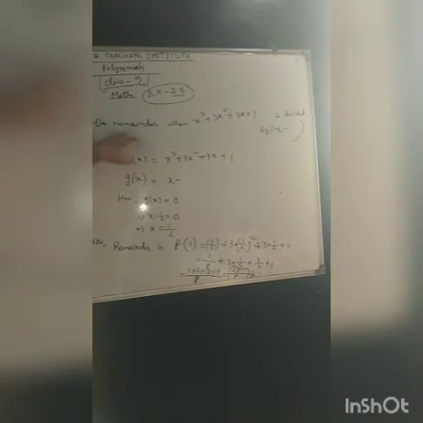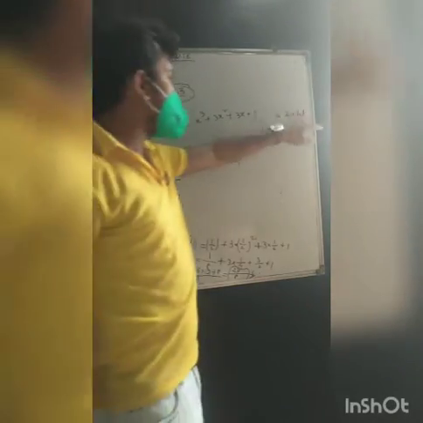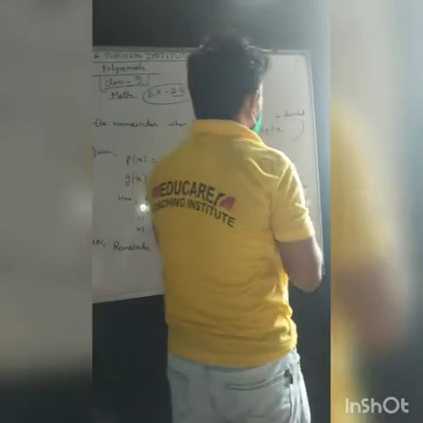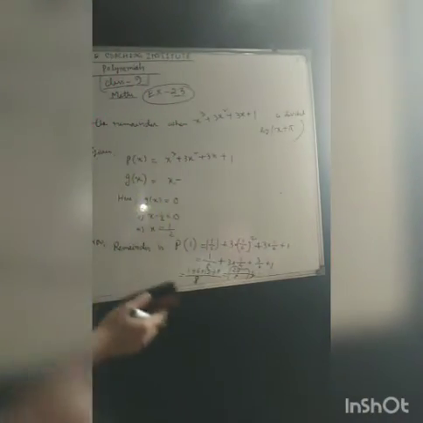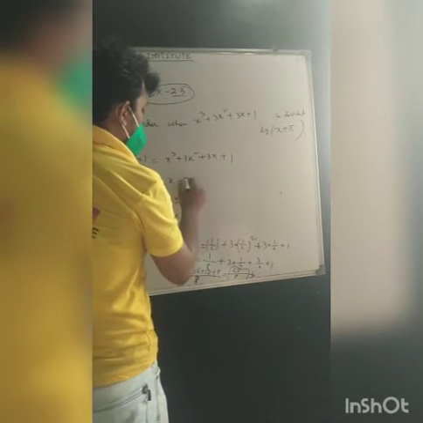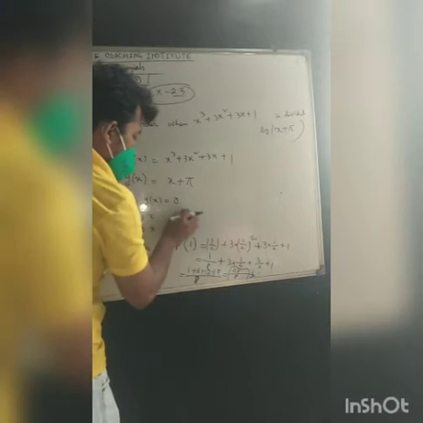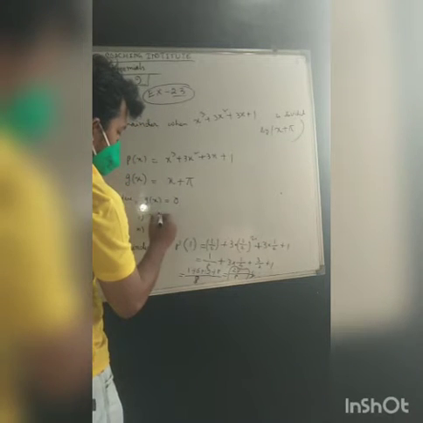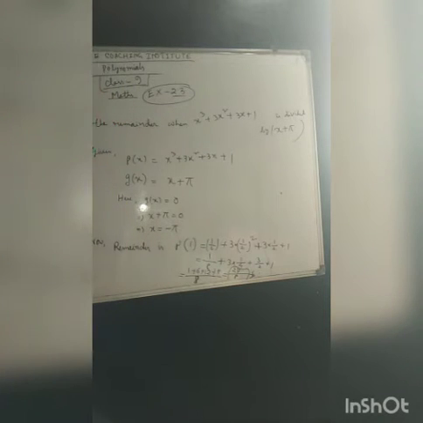Next question is, find the remainder when the same polynomial is divided by x plus pi, right? What will we do if pi is there? Same as it is, okay? g(x) equals x plus pi. So ultimately x plus pi equals 0, x equals minus pi.